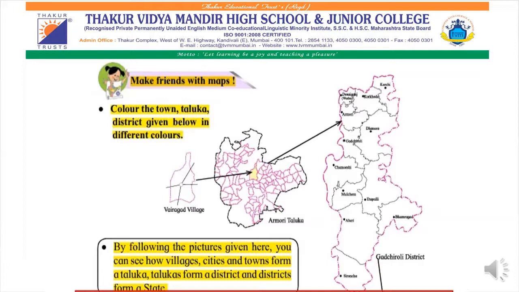Now, many districts together form a state. It's Maharashtra. In Maharashtra, there are 36 districts. And all these 36 districts make one state, Maharashtra.